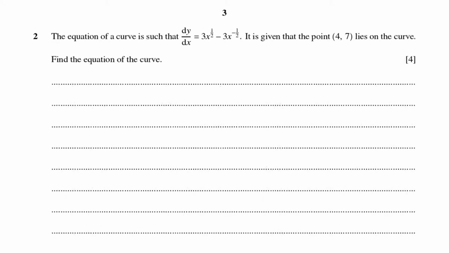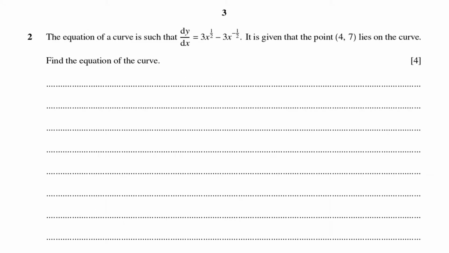Question 2. The equation of a curve is such that dy by dx is equal to 3x to the half minus 3x to the power minus half. It is given that the point (4, 7) lies on the curve. Find the equation of the curve. So I'll write down the differential equation. Dy by dx is equal to 3x to the power of a half minus 3x to the power of minus a half. And here I'll integrate both sides.